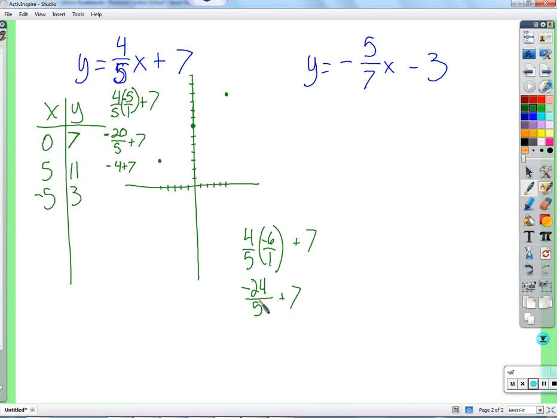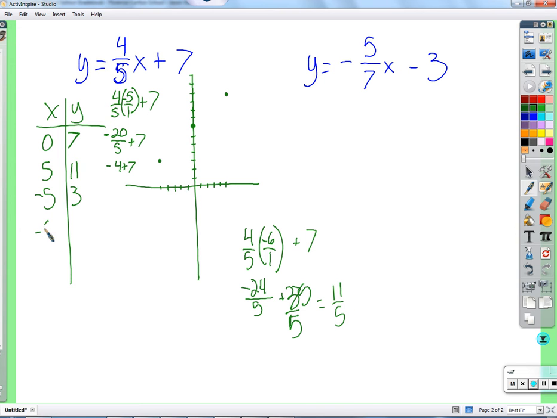To add 7 to negative 24 fifths without chickening out and using a calculator and reporting decimals, staying in fractions, we have to get what? Common denominator. This is 7 over 1. What denominator do we need? 5. So this is going to be what over 5? 35 over 5. Negative 24 over 5 plus 35 over 5 is?